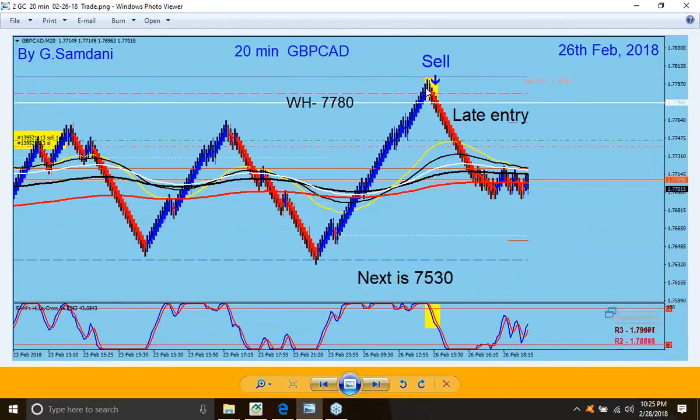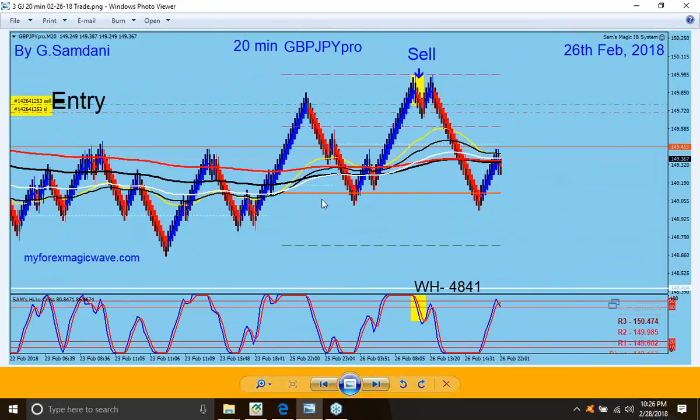Pound CAD, you can see here exactly at this 77.80, and we start coming down. Even though it's a late entry, it went down way further than that. Pound yen, small trade, but again, nice entry here and gone. And then this pair went down much lower. I'll show it to you.